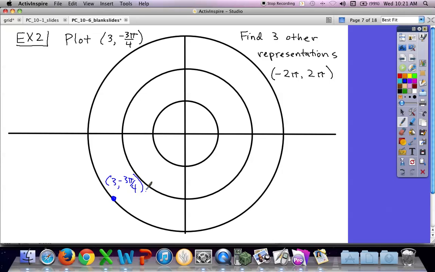Now, in between negative 2 pi and positive 2 pi, how could I find another angle that's coterminal with negative 3 pi over 4? Add 2 pi, right? So if you add 2 pi, negative 3 pi over 4 plus 2 pi, that's our unit circle value for that spot, which is 5 pi over 4. So we could just as easily represent that same point as (3, 5 pi over 4).